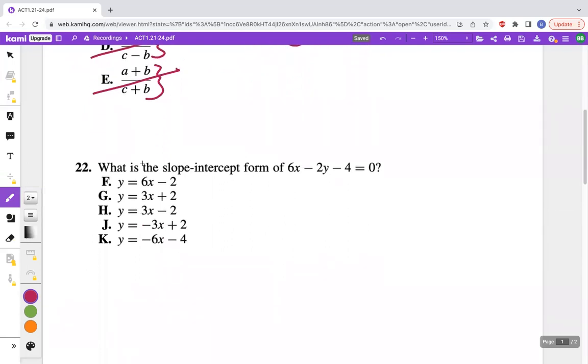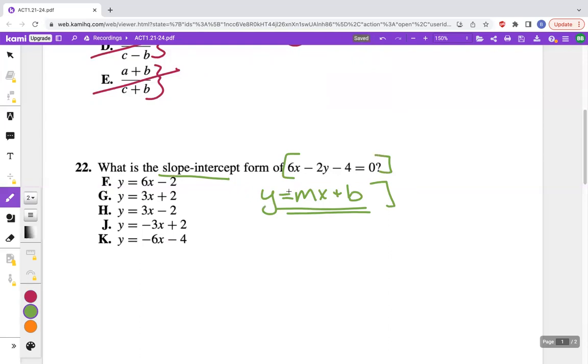Number 22, what is the slope-intercept form of 6x minus 2y minus 4 equals 0? This is just a classic middle school problem. Hopefully you remember your slope-intercept form. Slope-intercept is y equals mx plus b. At this point, I have that seared into my memory, but make sure you have that also. So we just have to make this look like that.